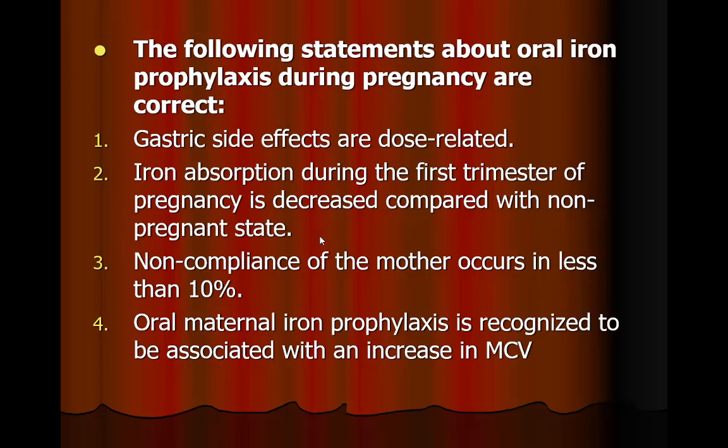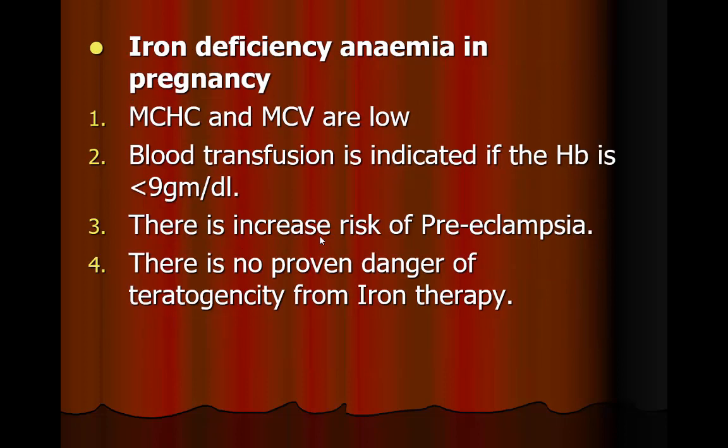Oral maternal iron prophylaxis is recognized to be associated with increased MCV level. In iron deficiency anemia in pregnancy, MCHC and MCV are low. Blood transfusion is indicated if the hemoglobin is less than 9 gram per deciliter and there is an increased risk of preeclampsia, and there is no proven danger of teratogenicity from iron therapy.